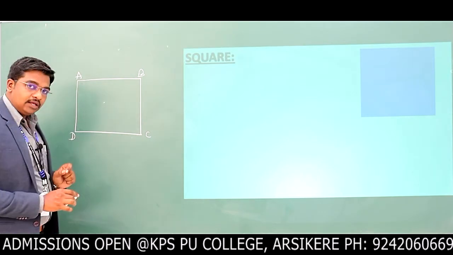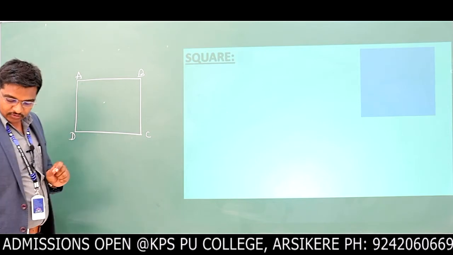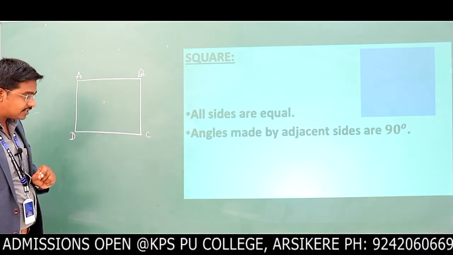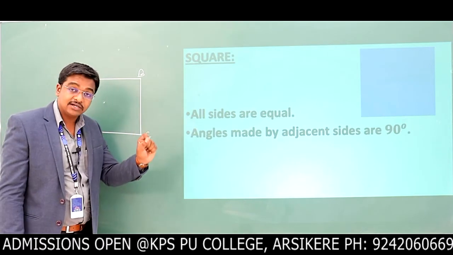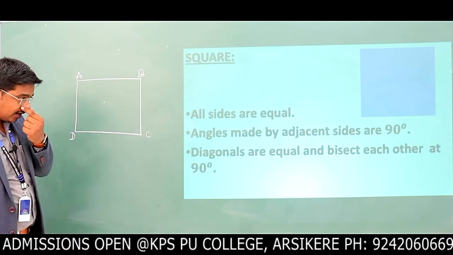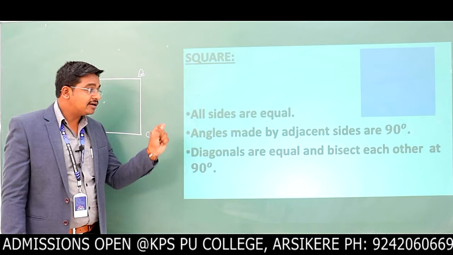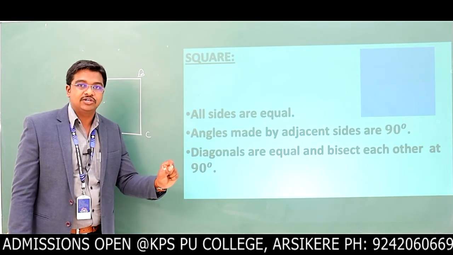So all sides are equal. This is the first property. In the property, all sides are equal. And the second one, angles made by adjacent sides are 90 degrees. And the third one is very important: diagonals are equal, and bisect each other.